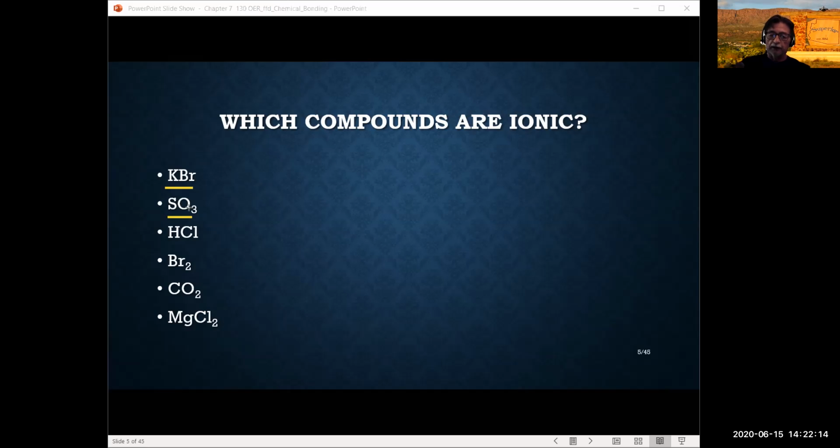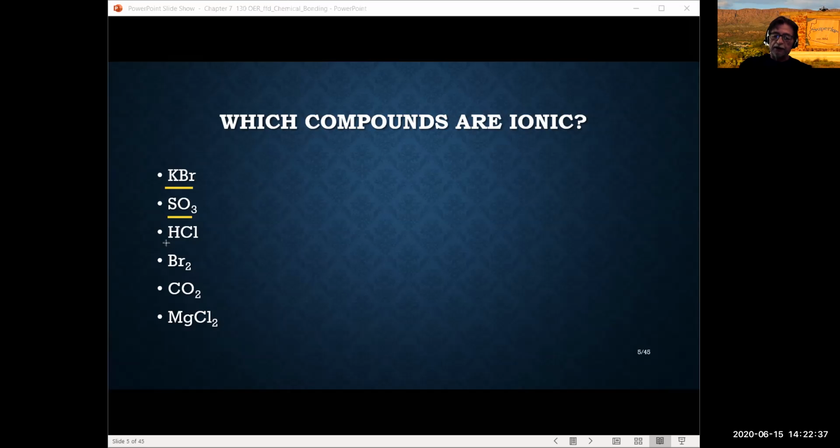This is a covalent compound because in both cases, sulfur and oxygen, they're nonmetals. The name for that compound, SO3, is sulfur trioxide. We're going to get into more detail about naming these.